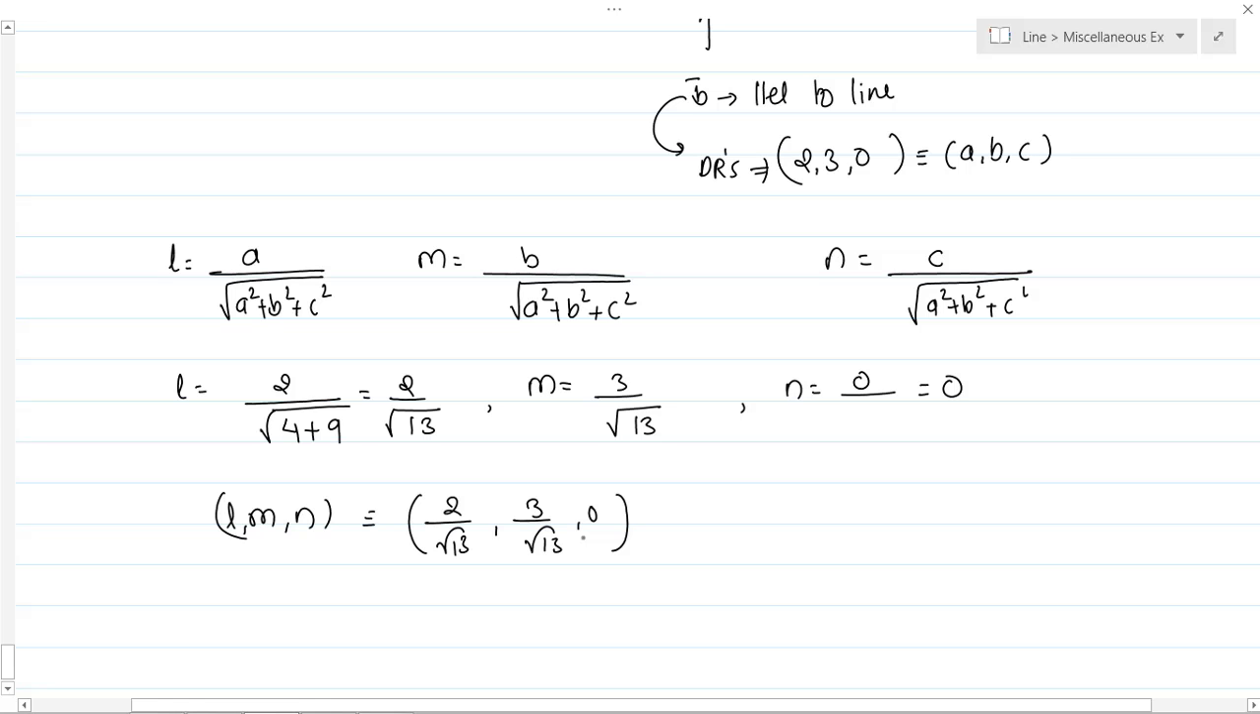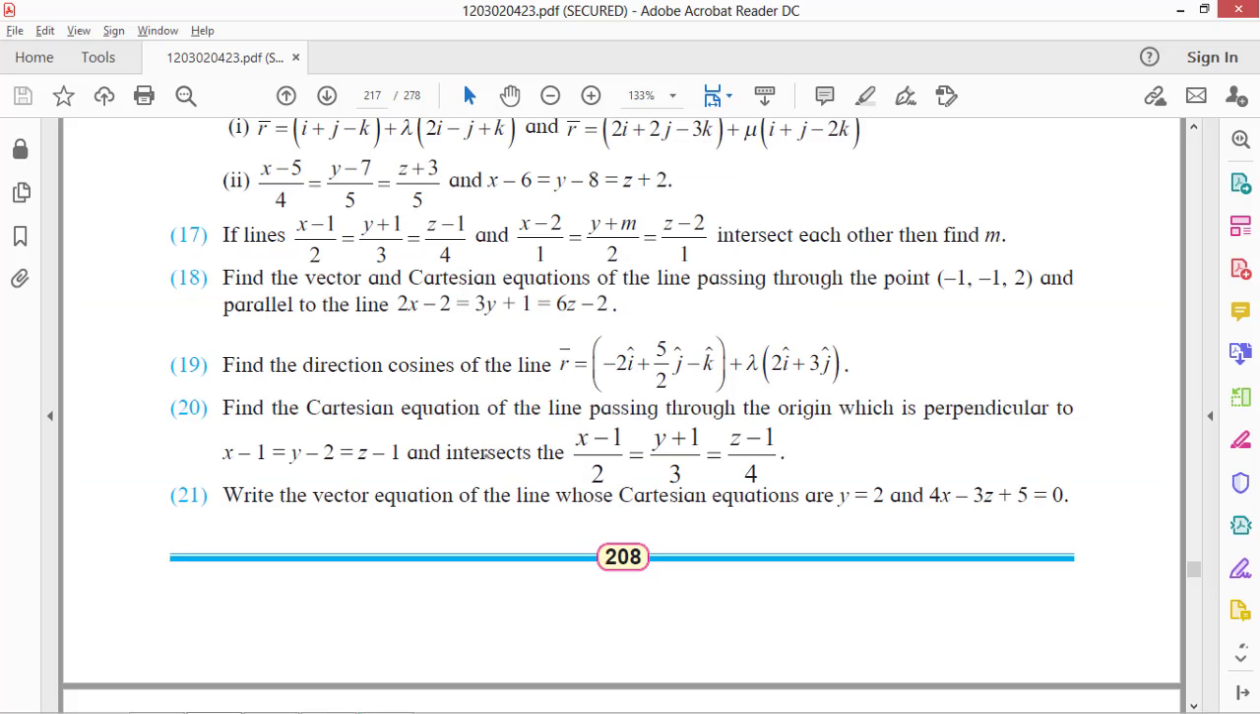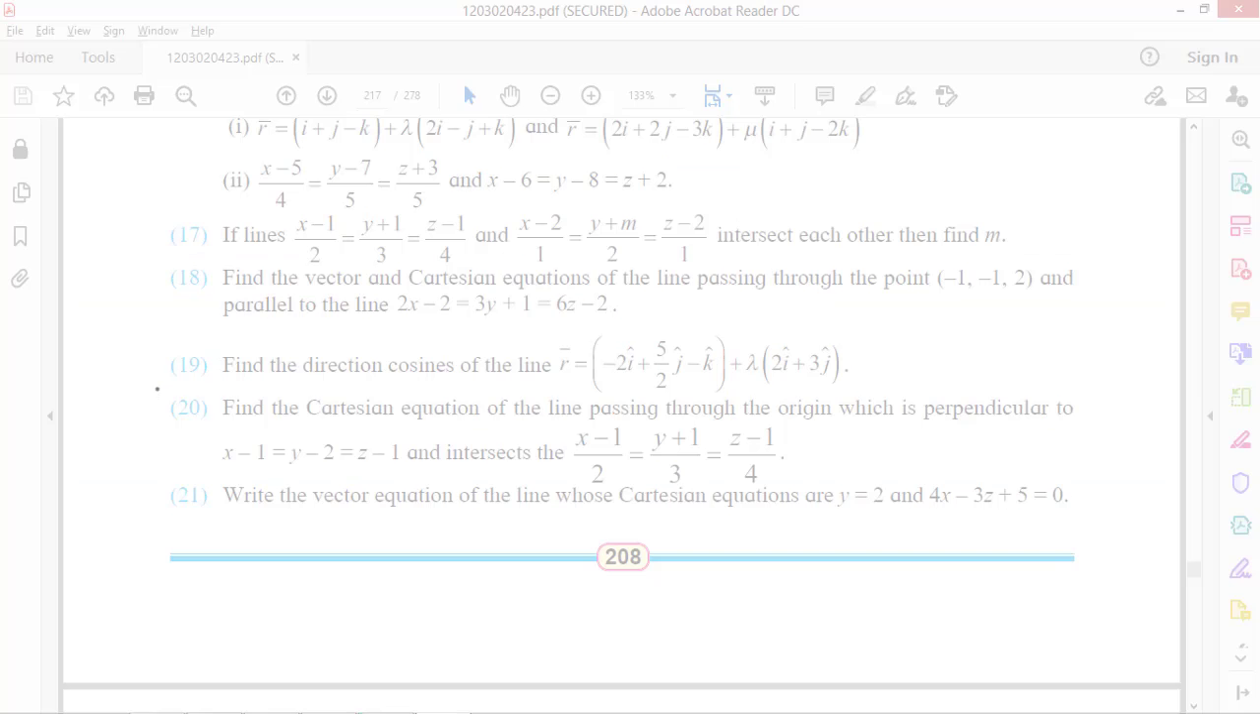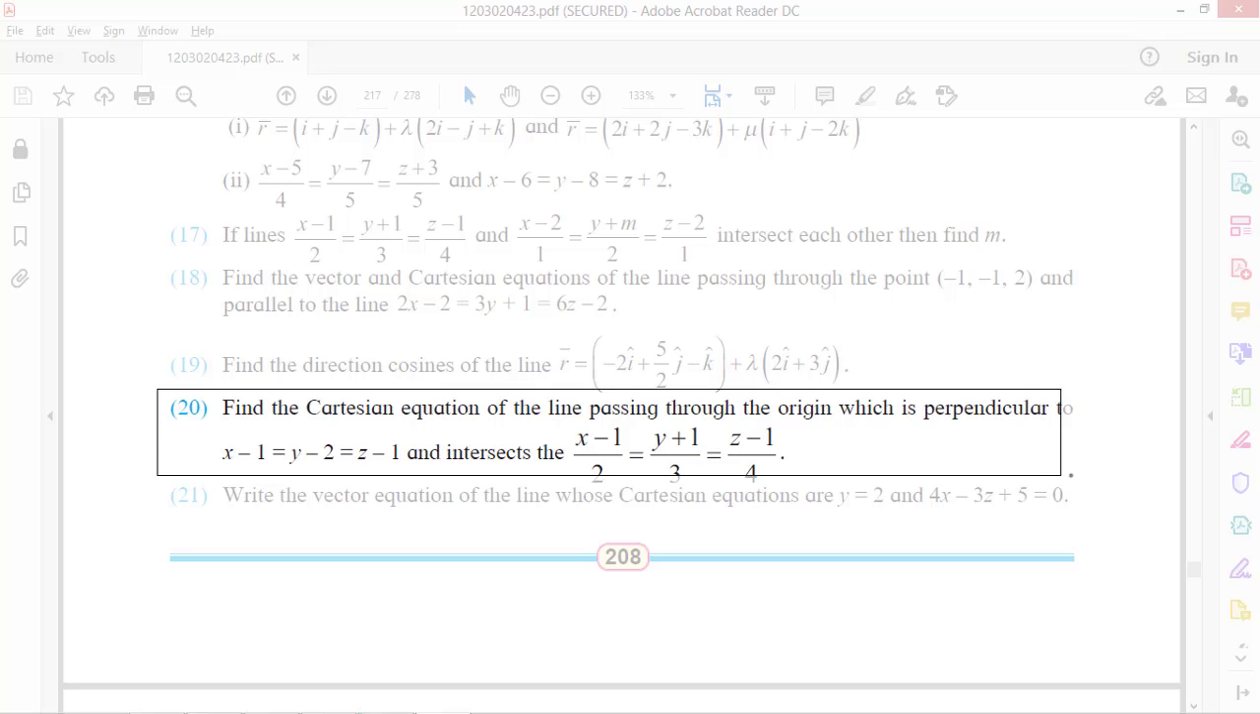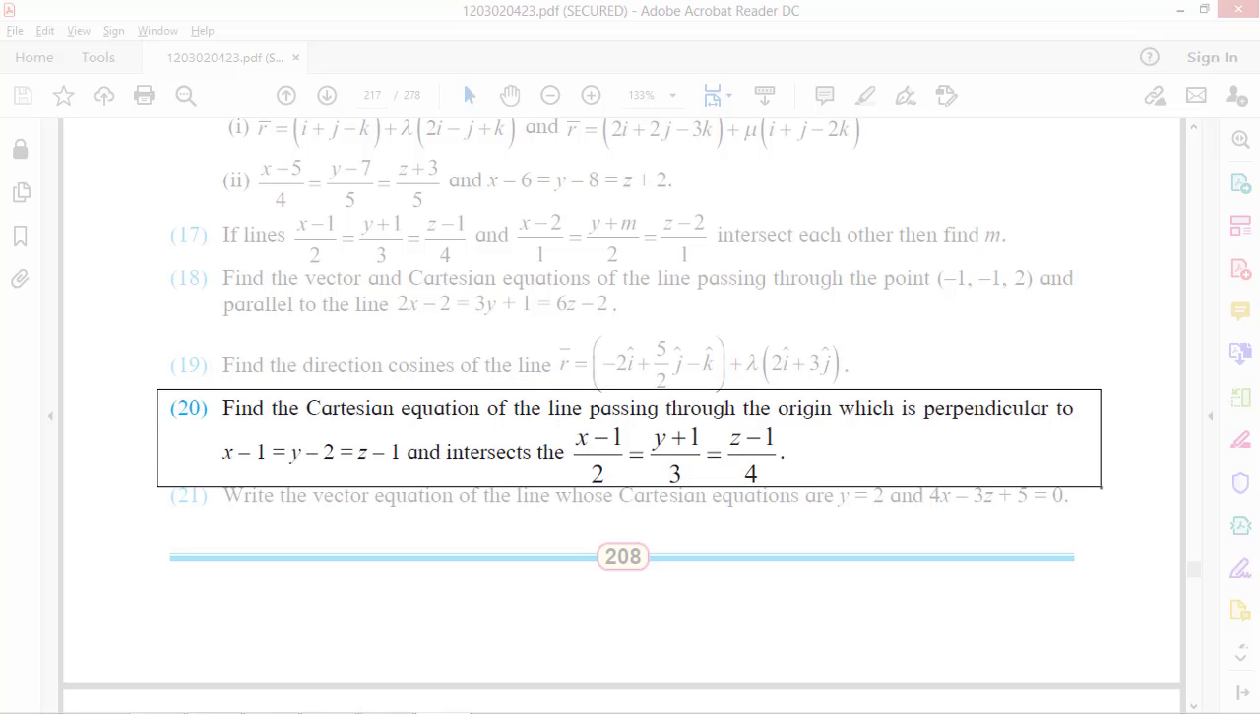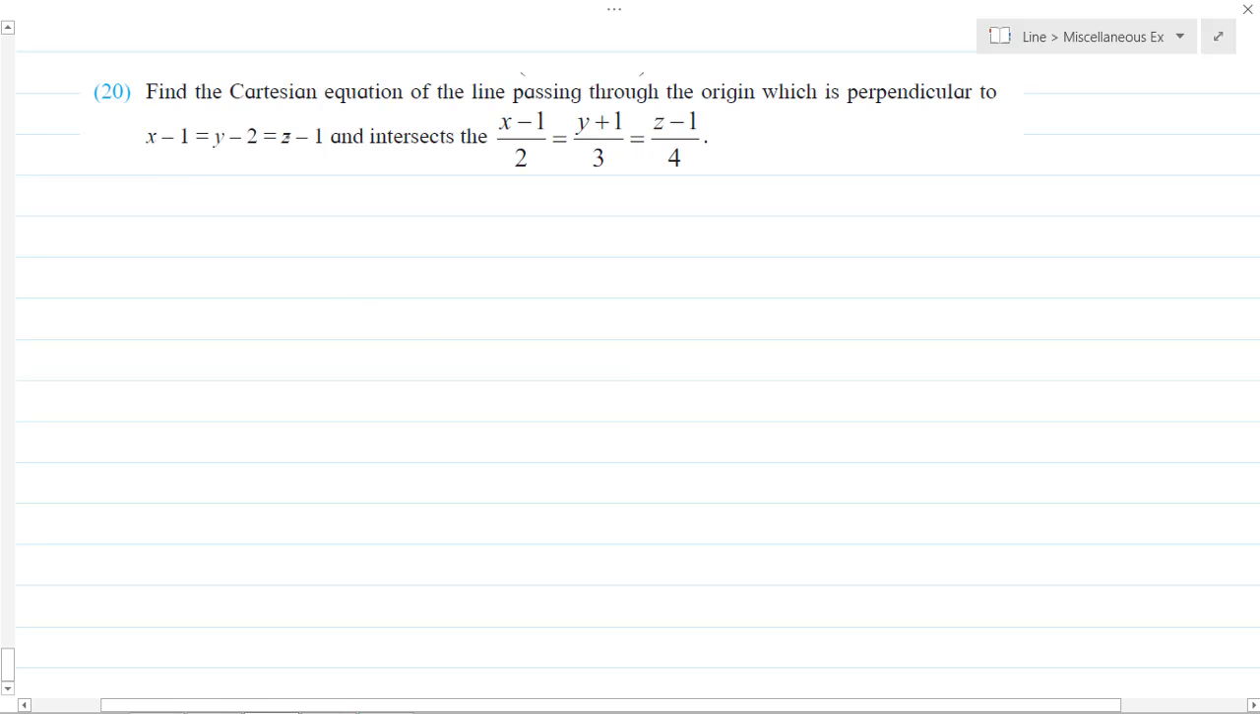It was a very simple, short question. Now let's see question number 20. I feel this is a good question, and you can expect these types of questions in your board examination. So see the level of difficulty.